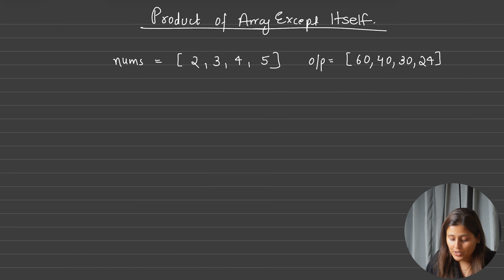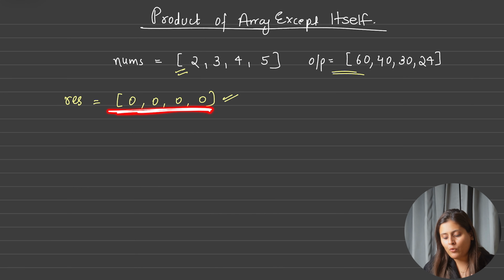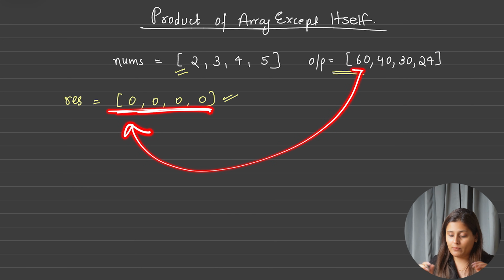How? Let's see. First, to store your answer, you have to initialize your resultant array of the same size, correct? So it will also be of size 4, and we will initialize with 0. Can we initialize with 0? Yes, we can. Because even though the number was negative, whether it becomes positive or negative when we multiply, we are going to override it. Whenever we have to store the maximum or minimum, then we have to take care of the value we are initializing with. But anyhow, we are going to override this, so it does not matter.